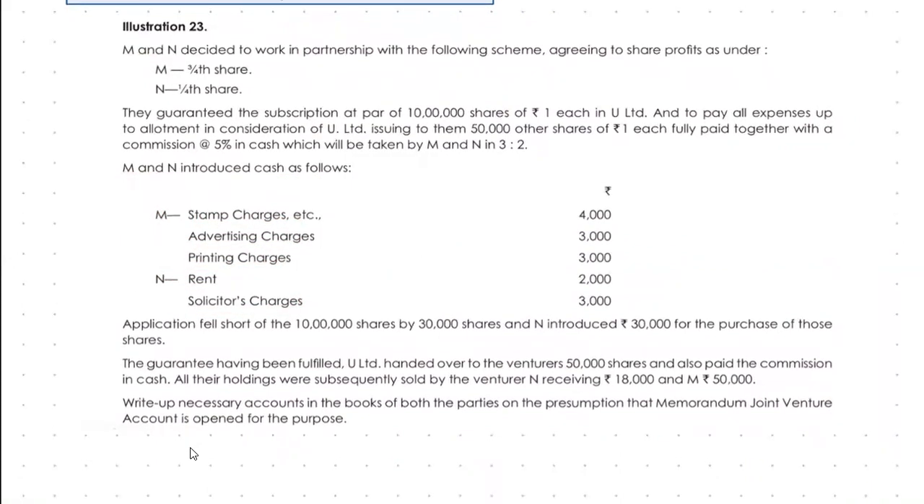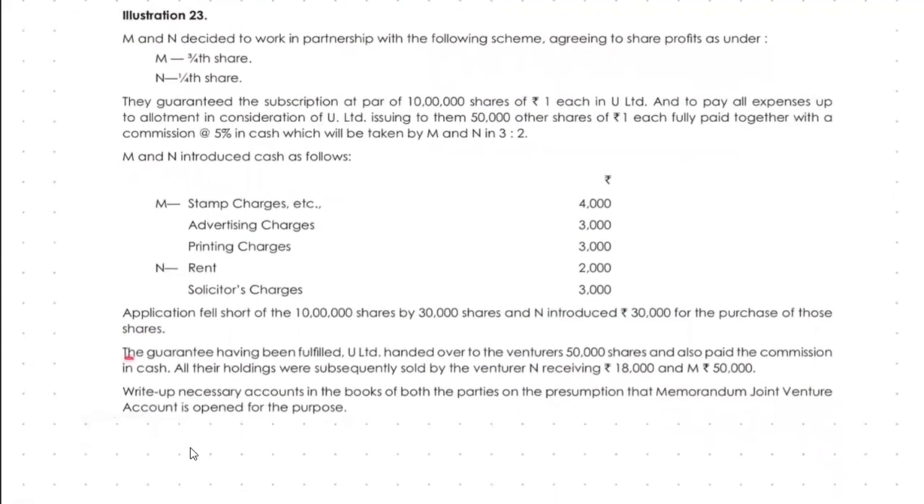Application fell short of the 10 lakh shares by 30,000, and N introduced 30,000 for the purchase of those shares. It means N will take over. The guarantee has been fulfilled. U Limited handed over to the venturers 50,000 shares and also paid the commission in cash. All their holdings were subsequently sold by venturer N receiving 18,000 and M 50,000. Write up the necessary accounts in the books of both the parties on the presumption that memorandum joint venture account is open for the purpose.